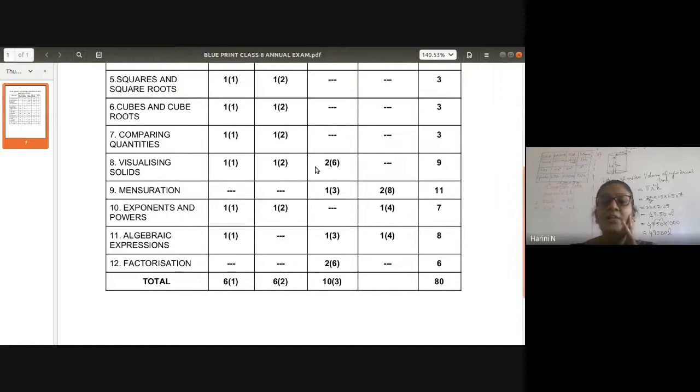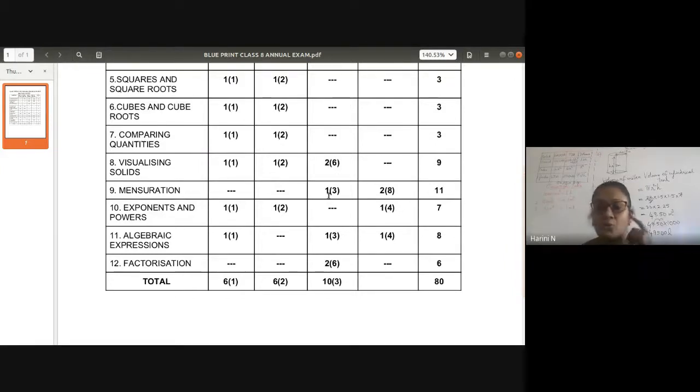Then in visualizing solids, you have 2 questions for 3 marks. You understand? Visualizing solids, can you recall what all we have done? We have done the Euler's formula. We have verified the Euler's formula for various solids. Then we have done mapping, drawing maps. We have done reading the map, trying to understand the information in a map, trying to measure distances in a map. All this will come with these 2 questions. So please revise it properly.